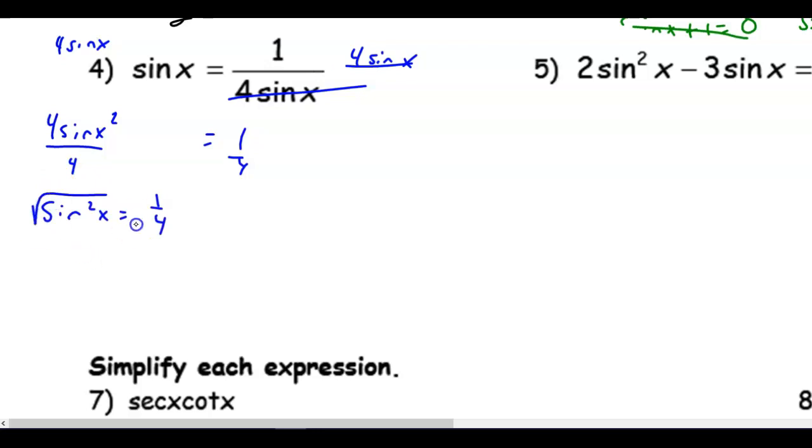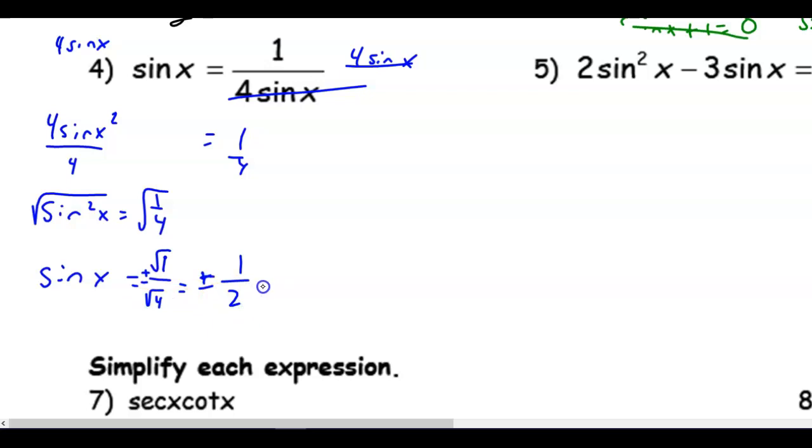And now square root both sides. Sine squared, I square root, so there's no more sine squared. So sine equals square root of the top, square root of the bottom. By the way, you get plus or minus whenever you take the square root of both sides. Square root of 1 is 1. The square root of 4 is 2. So we have positive 1/2 and negative 1/2. Sine of x is positive 1/2 and negative 1/2.